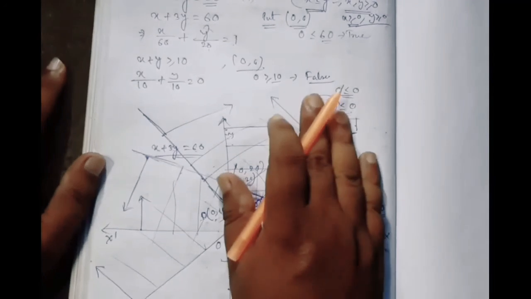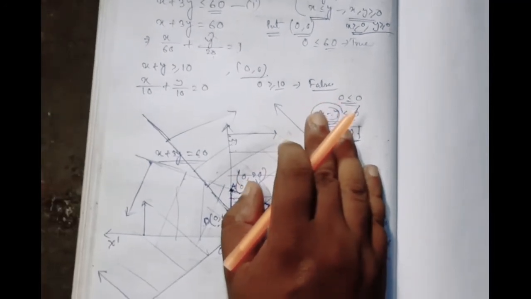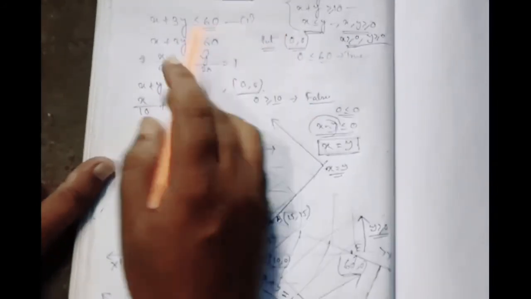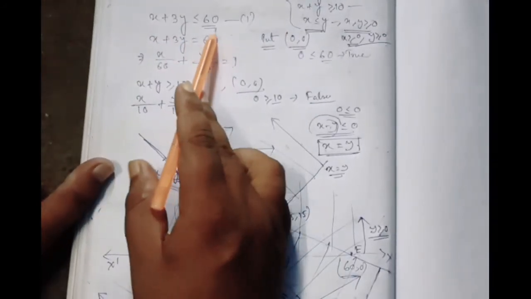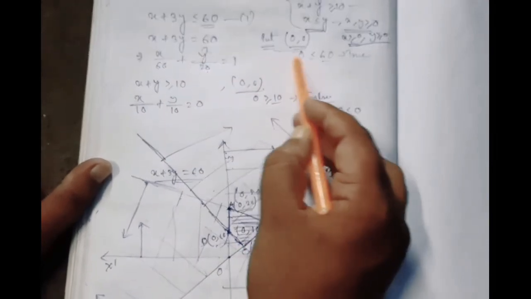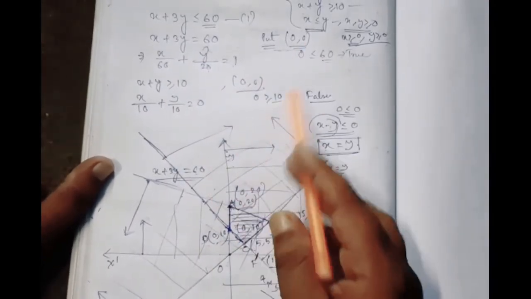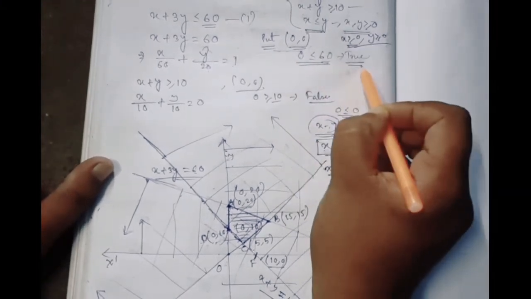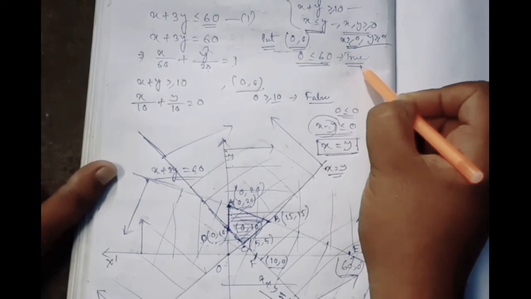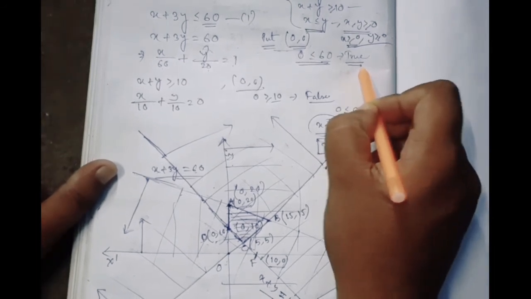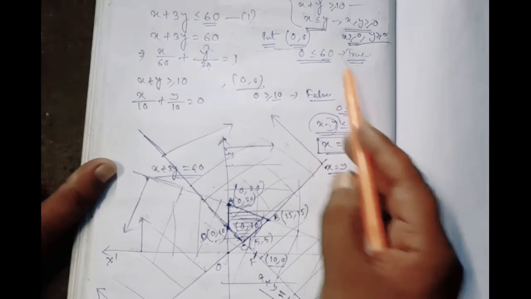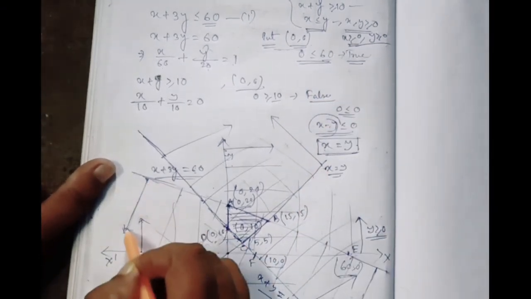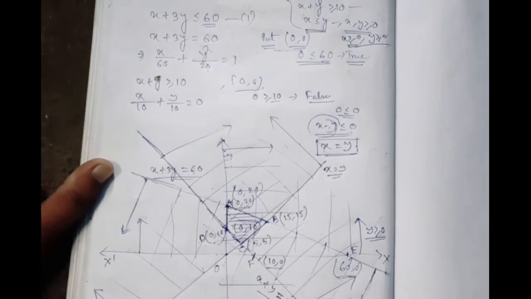Next we have to find the region represented by this inequality. Now for finding the region, we have to put (0, 0) over here. If we put (0, 0) over here, we are getting 0 less or equal to 60. So that means it is true. So origin lies in its region. So here we are just giving two arrows over here.